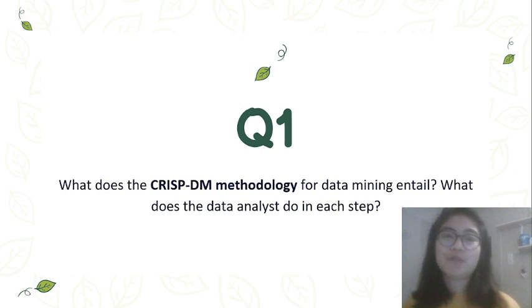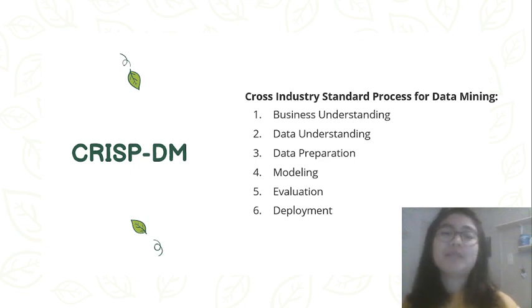So the first question is: what is the CRISP-DM methodology and what does the data analyst do in each step? CRISP-DM stands for Cross-Industry Standard Process for Data Mining, and it is a process model that serves as the base for a data science process. As you can see here, it covers 6 phases.